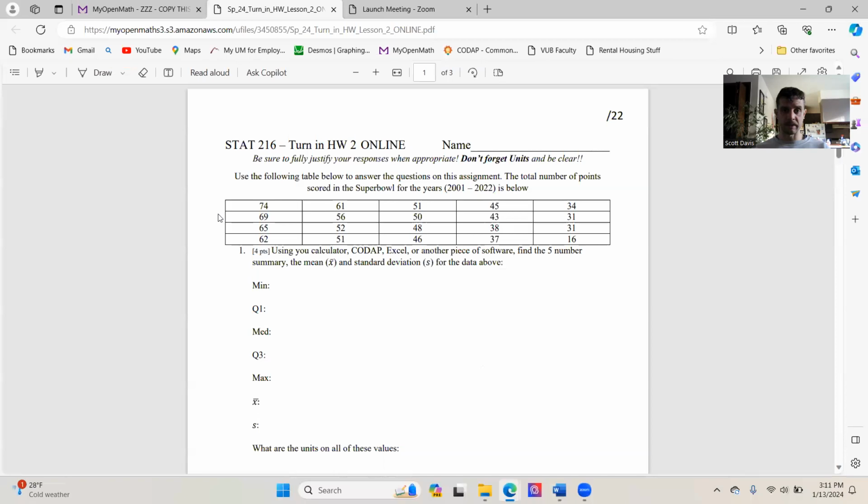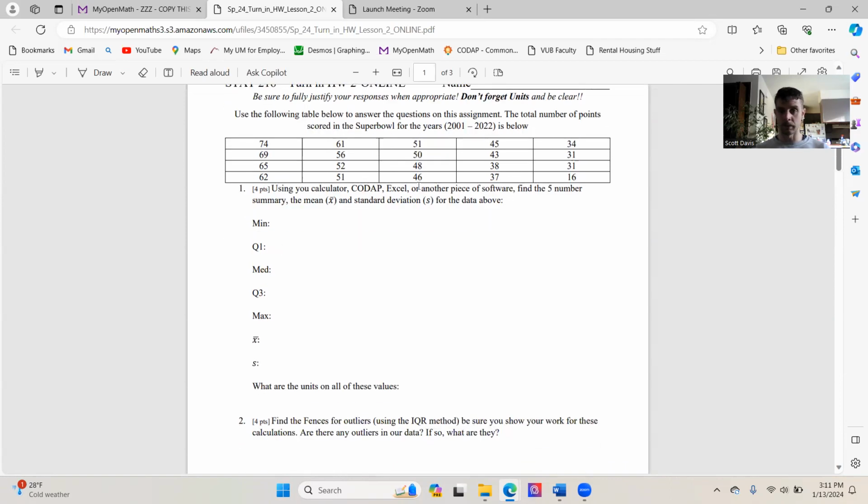So the PDF itself, make sure you show work when necessary. The remaining 8 points of this assignment are from the graphs that you will upload. I'll go over that in just a second. Here, you just need to use one of your resources to find the 5-number summary, the minimum, quartile 1, median, quartile 3, maximum, the sample average, and the sample standard deviation.